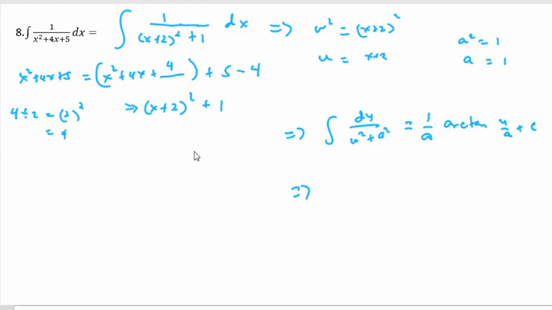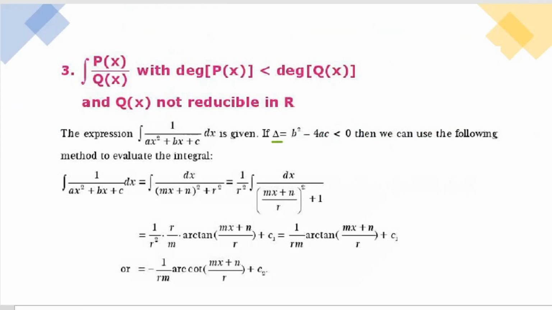Now, since the given is similar to this, I can write the answer as 1 over a, but 1 over 1 is just equal to 1. So I can write now arctangent of u, which is x plus 2 divided by 1, just the same as x plus 2, so plus a constant. So I guess this method is quite simpler without memorizing the formulas to be used as compared to this formula. Okay, so it's very easy now to solve for that. Just use only the completing the square.